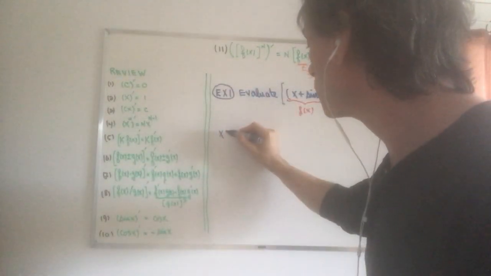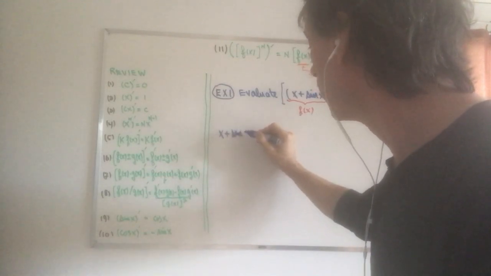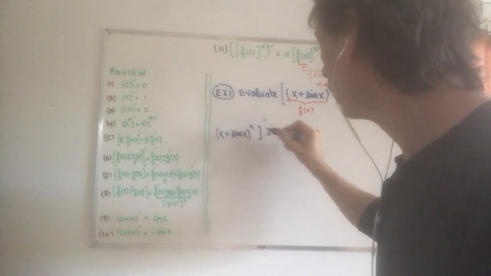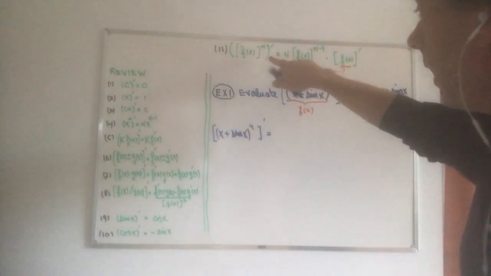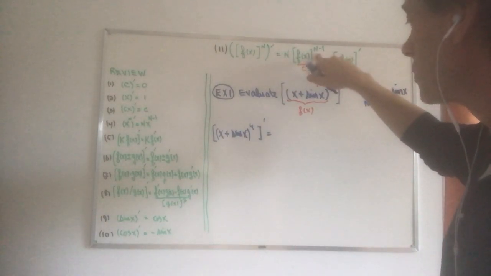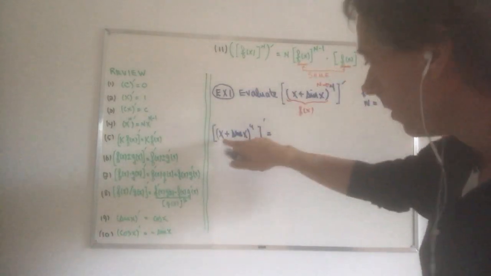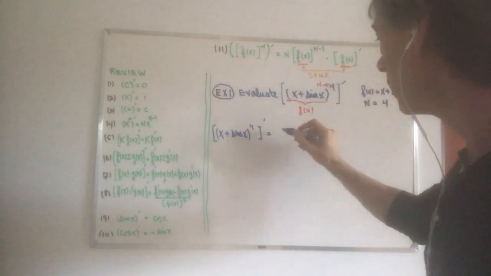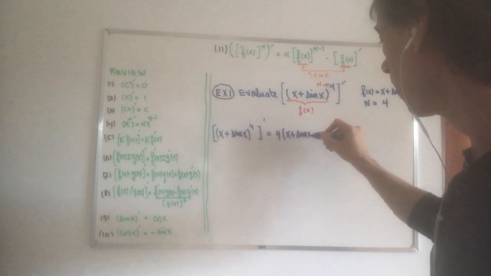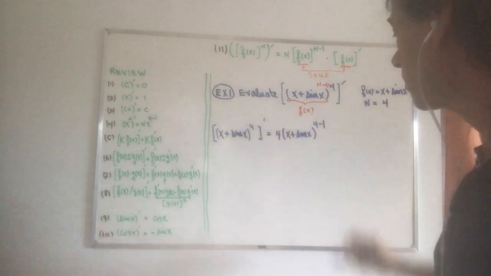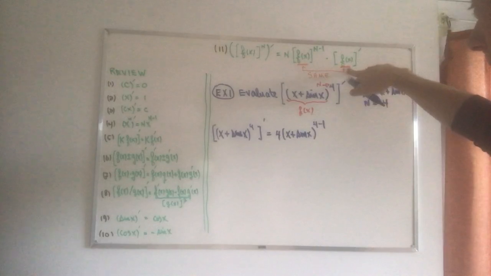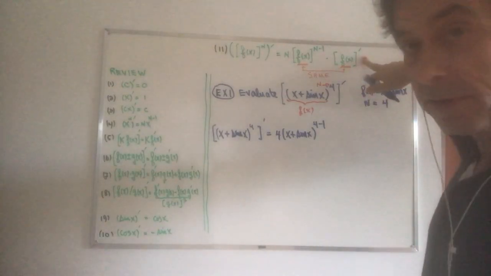So x plus sine x all to the 4, derivative will be, okay, it goes like this. Bring the power in front of the function, subtract 1 from the exponent. So don't touch the x plus sine x, just bring the 4 in front. And subtract 1 from the power. So 4 minus 1.